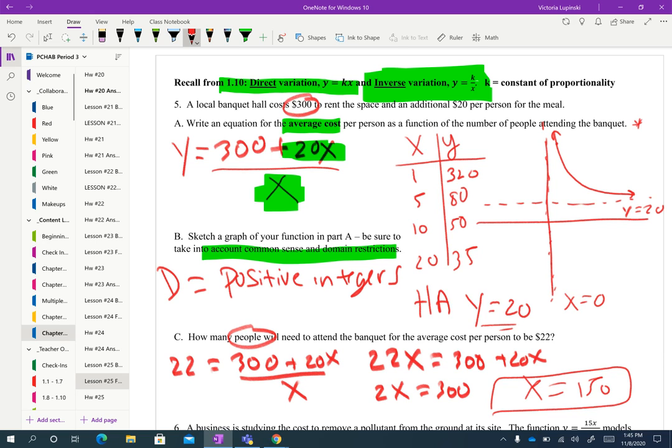And again, hopefully that makes sense. That $300 that you have to pay no matter what, the more people you have to split up that $300, the lower and lower the average cost is going to be. And eventually, even though you yourself have to pay $20 to eat, if you have so many people all sharing the cost of that $300, eventually it becomes negligible and you're really just paying $20 a person.